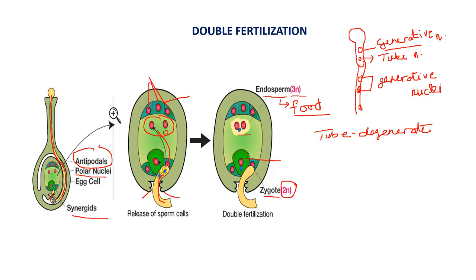Because there are two fusions taking place, two fertilizations taking place, okay? So that is why we call it double fertilization, children. One sperm nucleus fuses with the egg cell nucleus, and the other sperm nucleus fuses with the two polar nuclei together, okay? And that is why we call it double fertilization. This is double fertilization, which takes place in angiosperms.